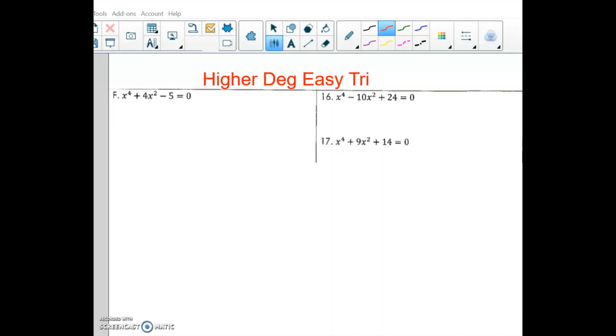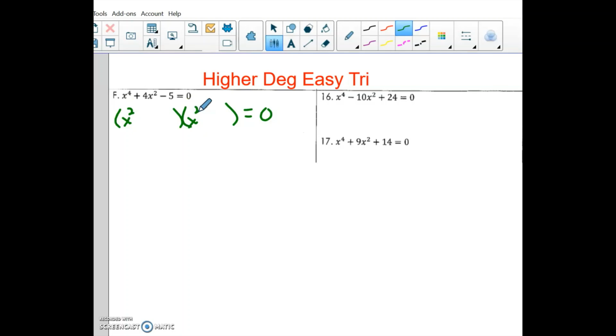Example F brings us an easy higher degree trinomial. So it's higher degree because it has an exponent of 4. So we're going to have 4 answers for this problem. It's an easy trinomial because it has a leading coefficient of 1. So we can start to break down or factor this polynomial by just saying that it has x squared and x squared.